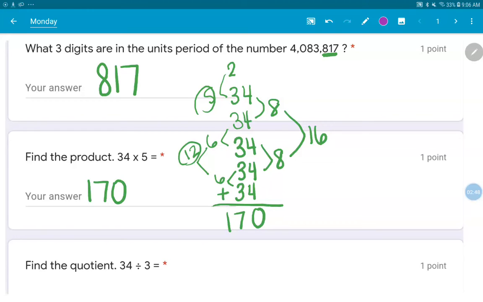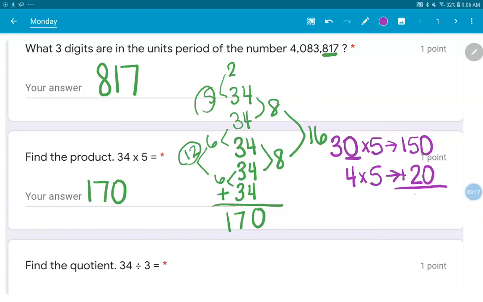Think back to a strategy that some of you used last week when you broke apart the numbers. Olivia, I think this is the strategy you used last week. Could we do 30 times 5? 3 times 5 is 15. And then we need to add this 0 at the end, so that's 150. Then we need to do 4 times 5. That gets 20. And if we add that together, that's 170. So there's another strategy that you could use.